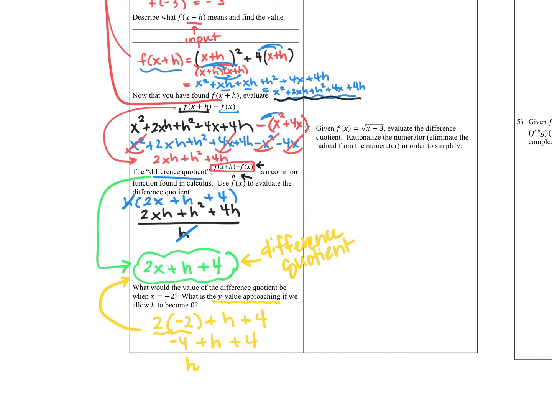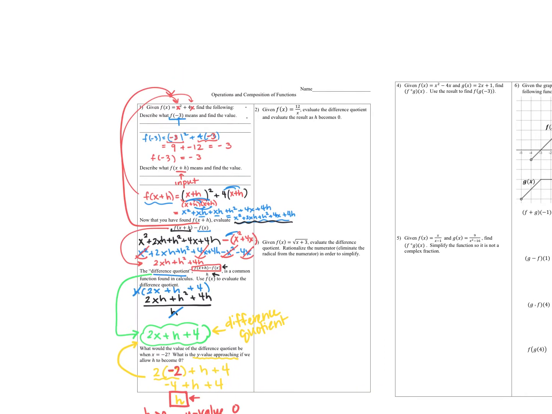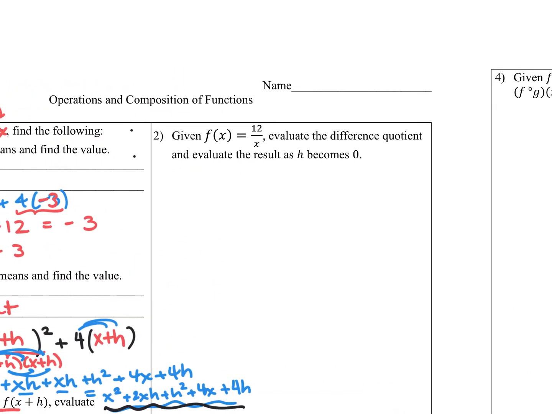And we were just asked to plug in a -2, which we did, and it ended up that we just had h. So now the output, if h is going to 0, then our y value is just going to be 0. Not that exciting because all we have here is that h. All right, next we have 12 over x.